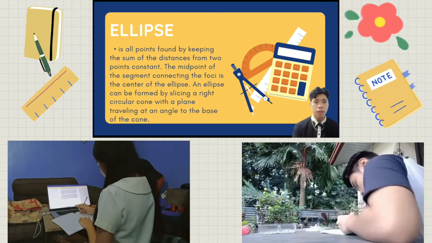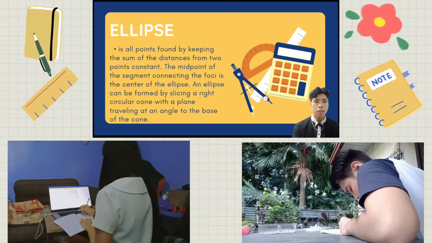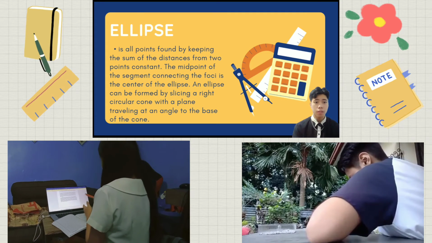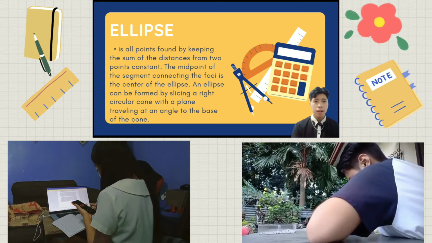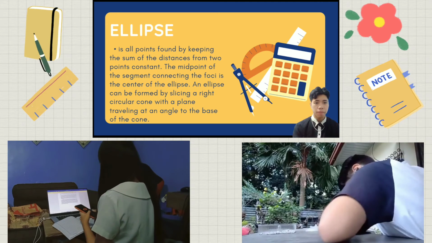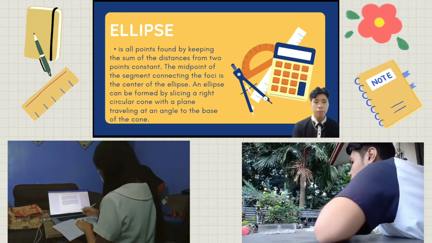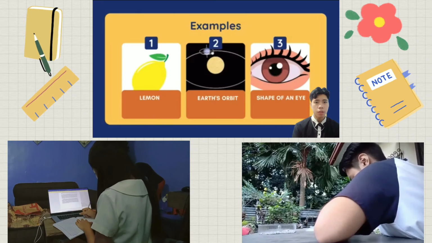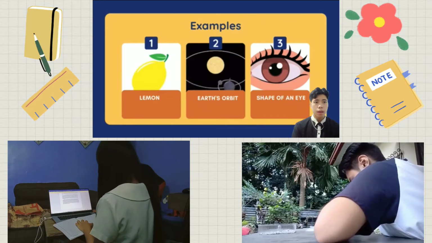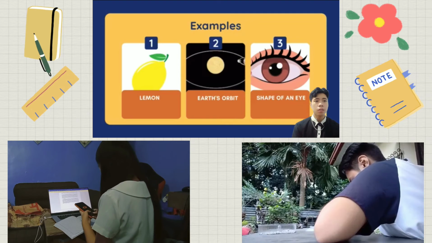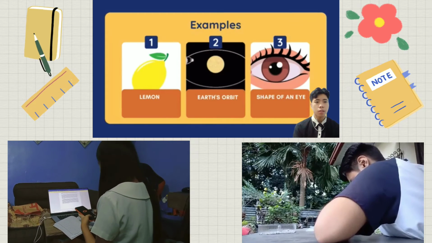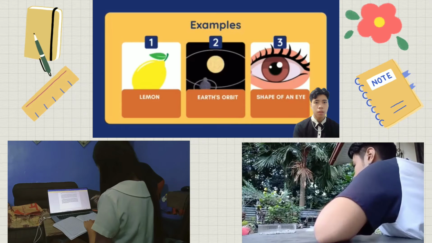For all points of the ellipse, the ratio between the distance to the focus and the distance to the directrix is a constant. Ellipses appear in the real world because of their oval shape. For example, the shape of a lemon is an elliptical structure with 2 pointy ends. Another example is Earth's orbit. Earth's orbit around the Sun is an example of an ellipse.